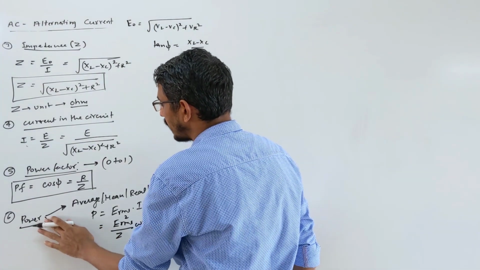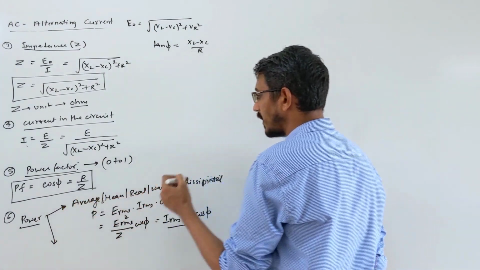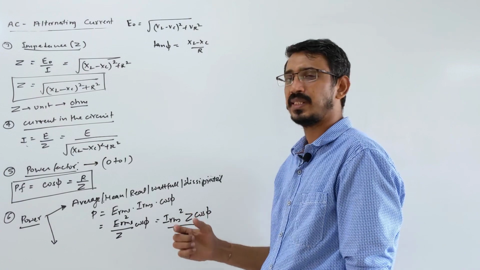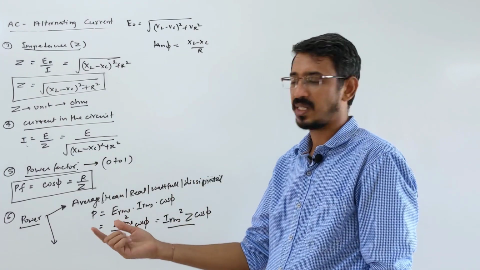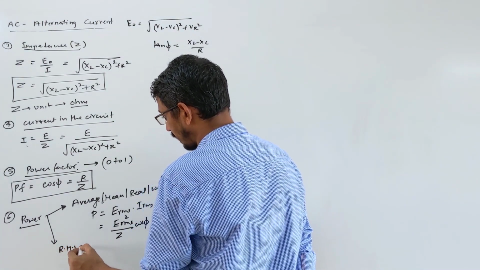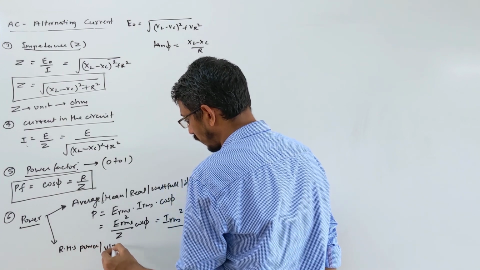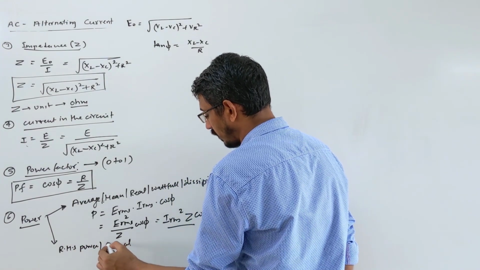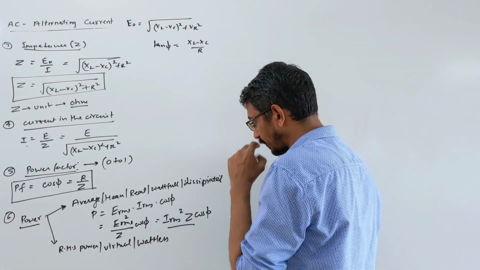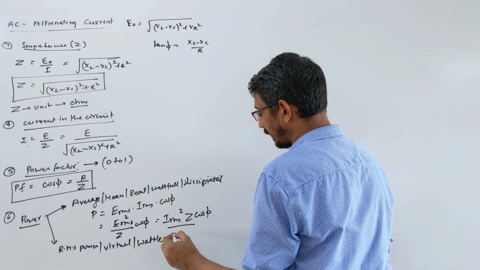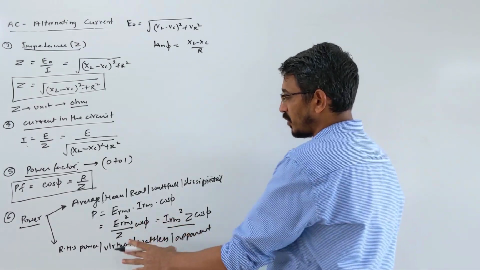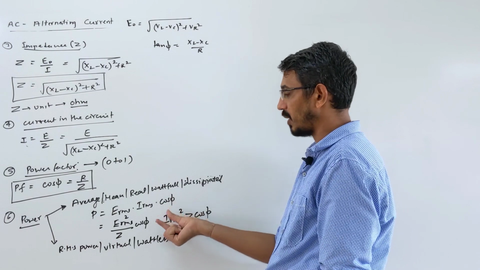Suppose in the exam they are not saying any name. They can say these names: average, mean, real, wattful, or dissipated power. Then this is the answer. Or they may not say a name and just ask to calculate power loss, or calculate power in the circuit. Then this only. Apart from this, they can ask you RMS power, also called virtual power, or watt less power, or apparent power. These are the names they can call. If they ask this question, they will use these words, but this is general. Main formula is this only.